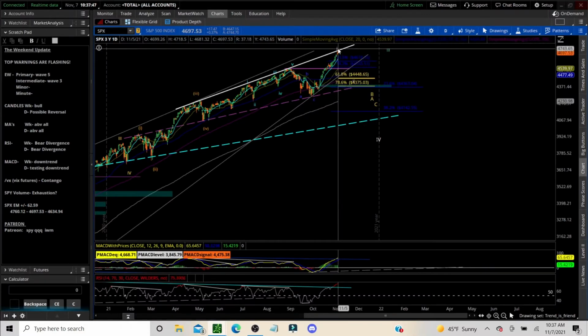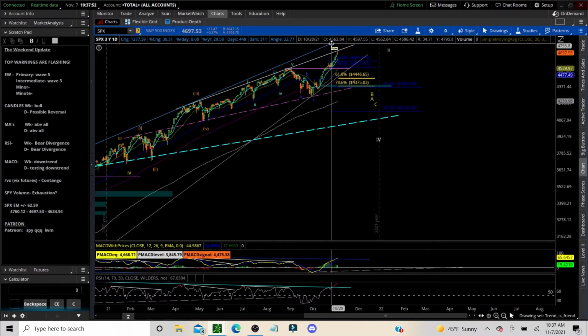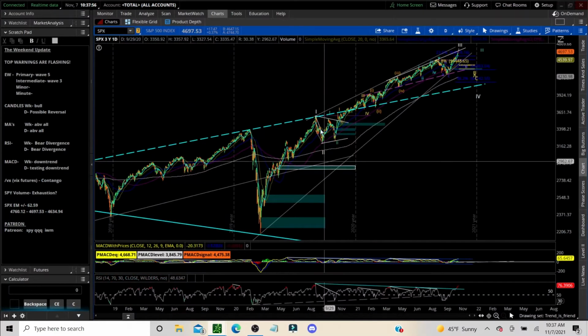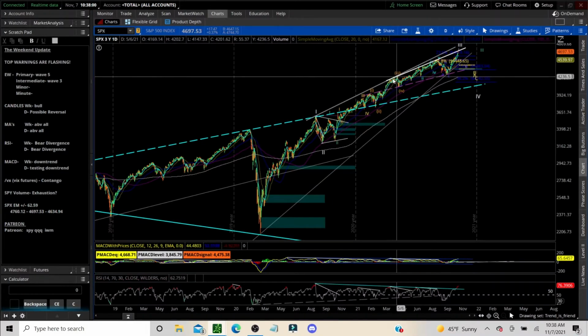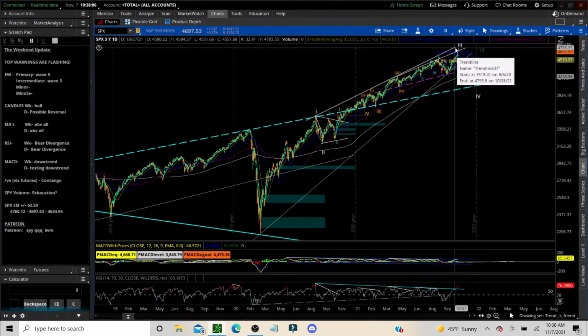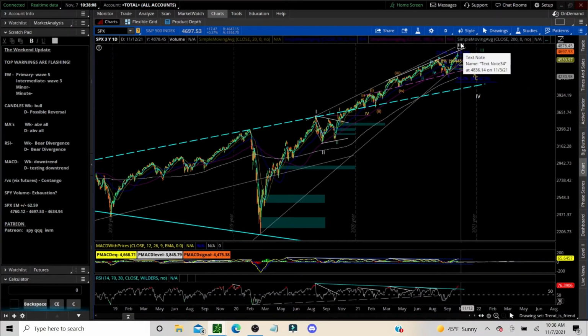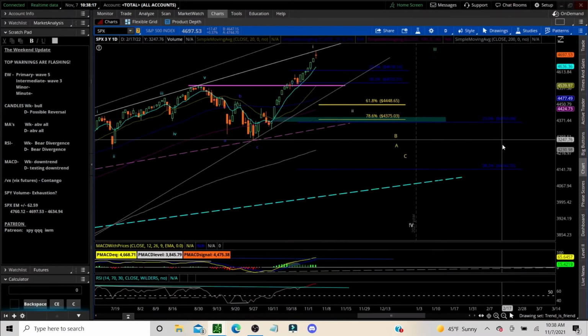If we do gap above here and continue higher, we do have another pivot that we can use, from wave 1 passing on to possible minor wave 3. It's rising, so we could move up to that point, around 4,900, 48 something. But we'll check that out. We've got to get past this point first.